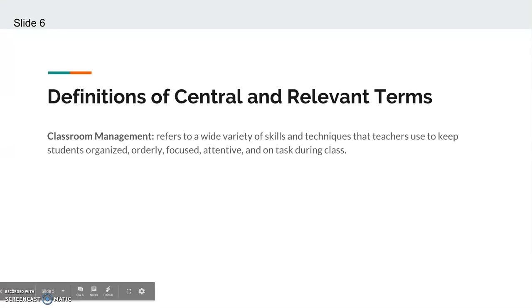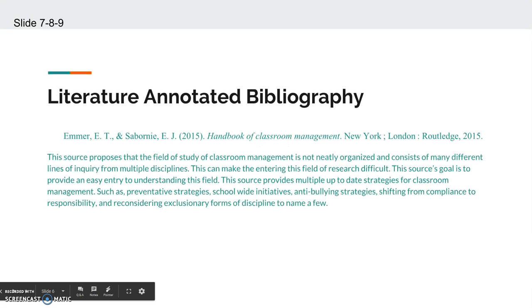Just a small definition of classroom management. Classroom management refers to a wide variety of skills and techniques that teachers use to keep students organized, orderly, focused, attentive, and on task during class.